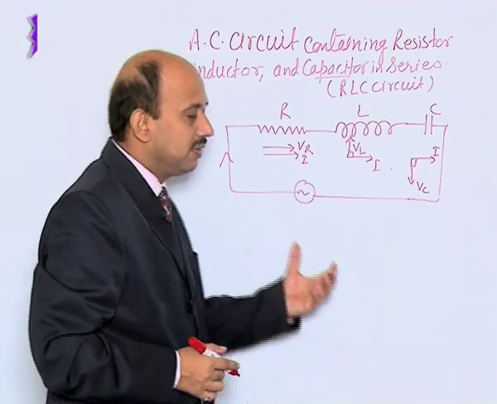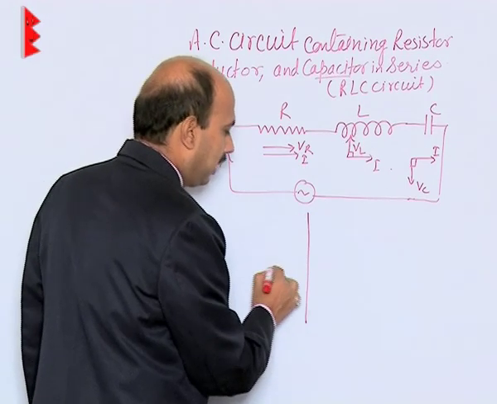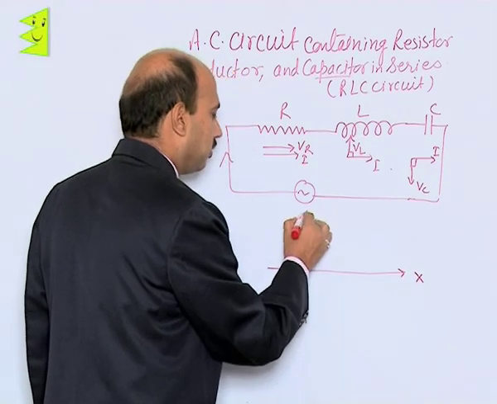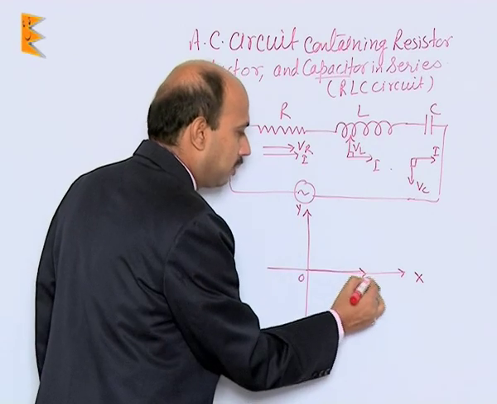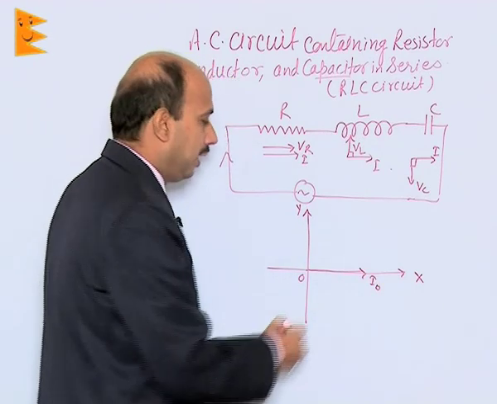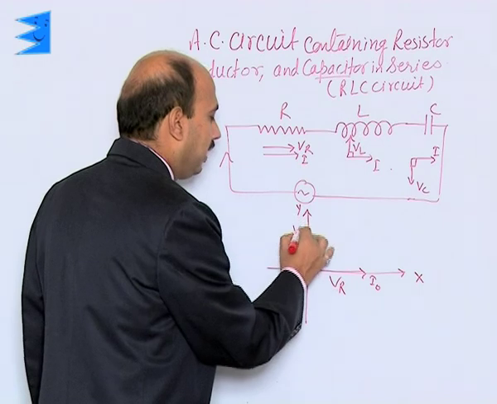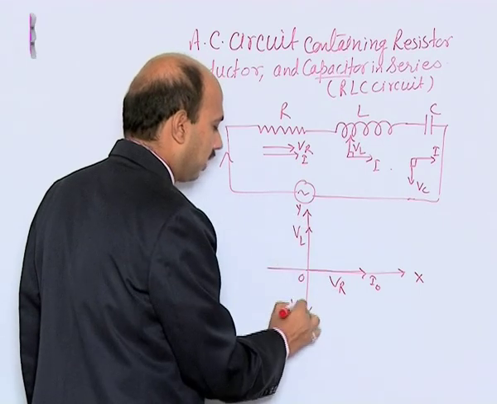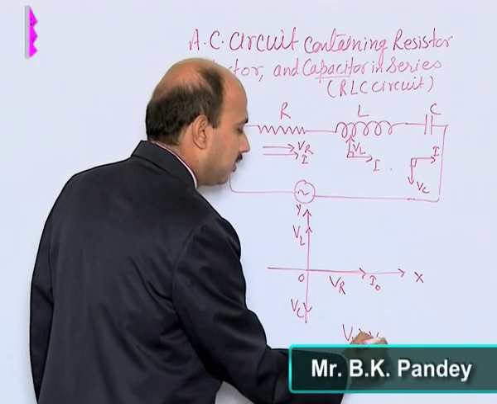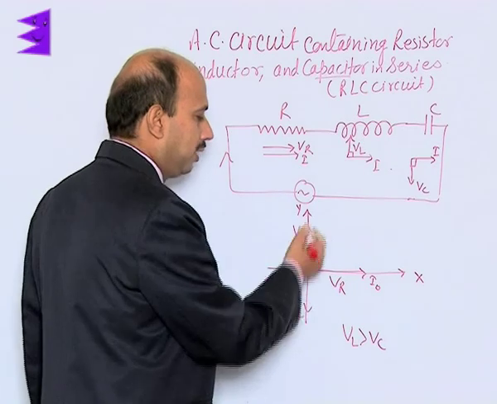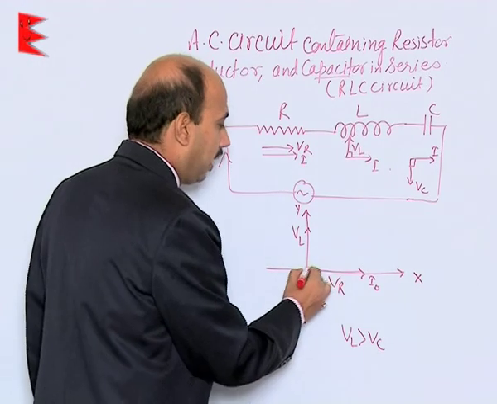Now we can draw a phasor diagram for this. Here we have taken the x axis, this is the y axis and this is the origin. Here we take the maximum value, that is the peak value of current I naught, and on this side we can take VR. Here we can take VL to this side and VC to this side. Suppose VL is greater than VC, so obviously the net voltage will be upside, and the resultant will be somewhere in the first quadrant.